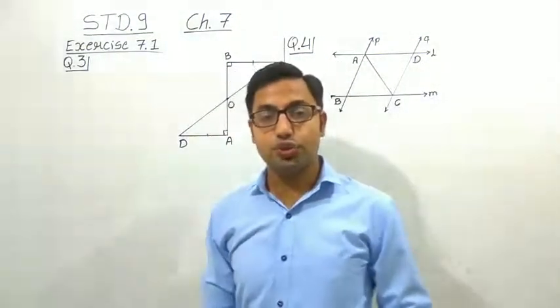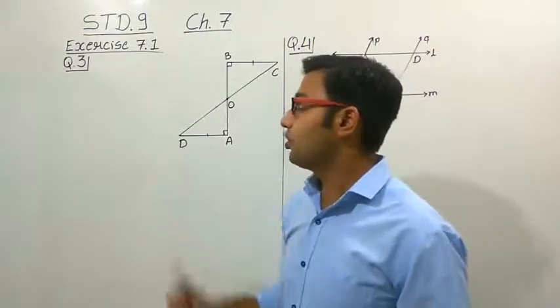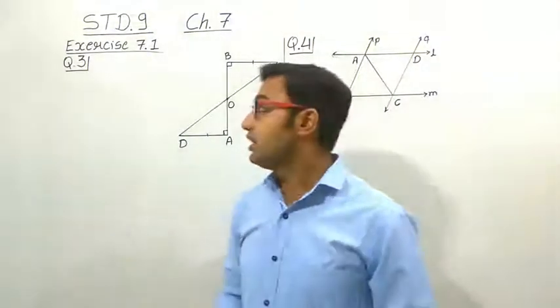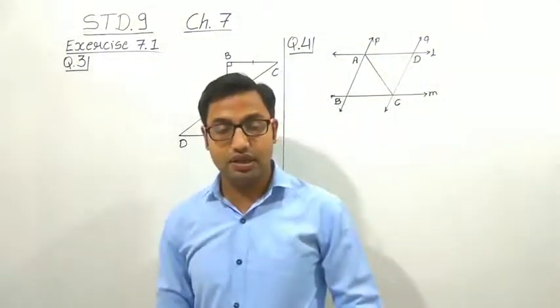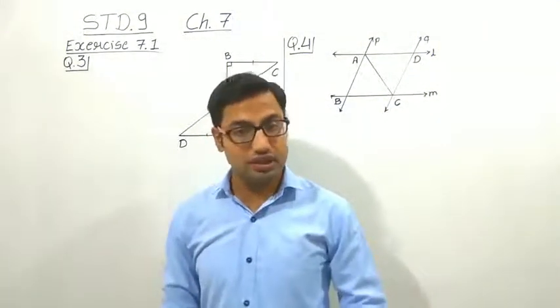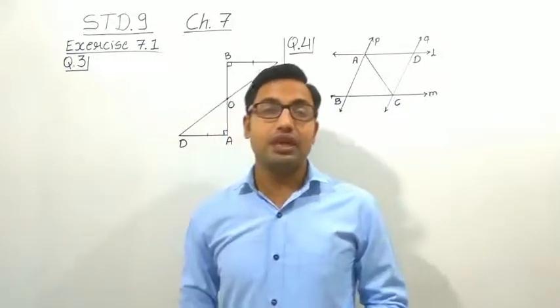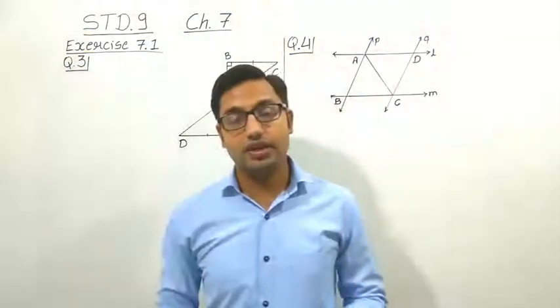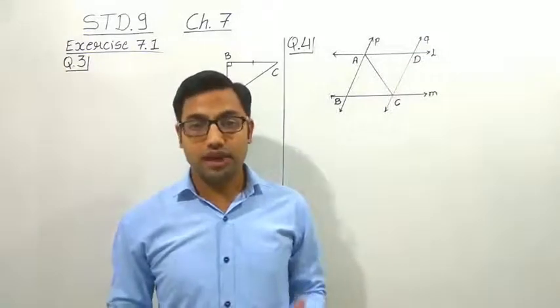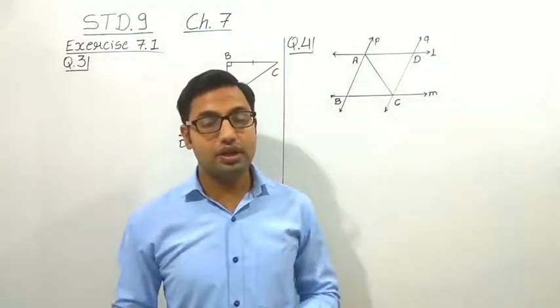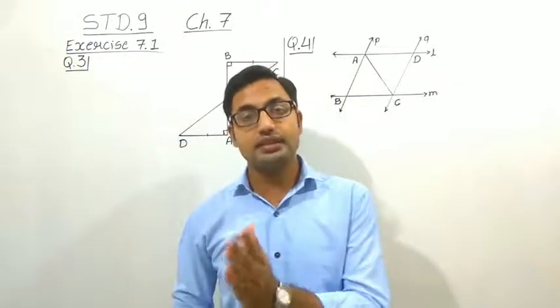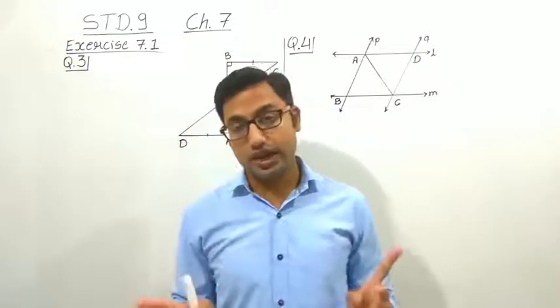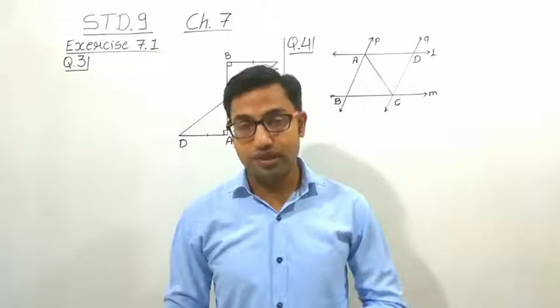Hello students, today we will study question number 3 of exercise 7.1. This is the topic of standard 9, chapter number 7, triangles. In the previous class we studied theorem 7.1, which states that if in two triangles, two angles are equal and the included sides are also equal, then according to the angle side angle criteria, the two triangles will become congruent.